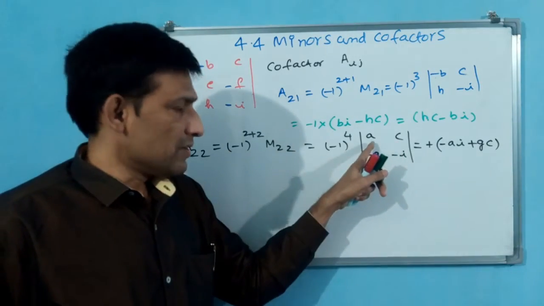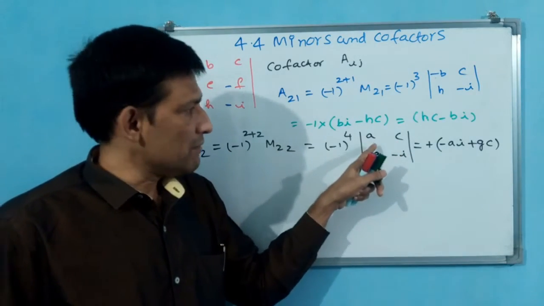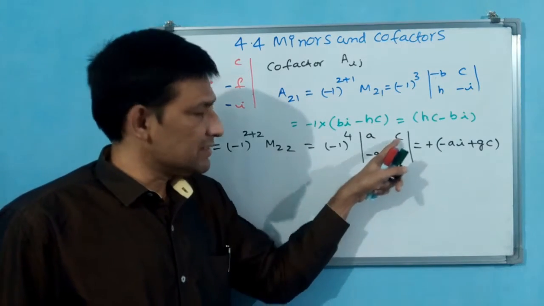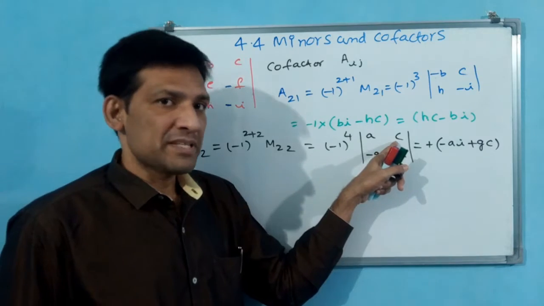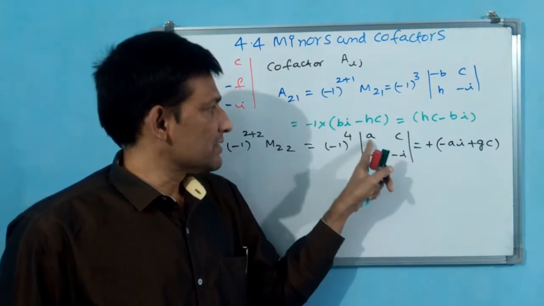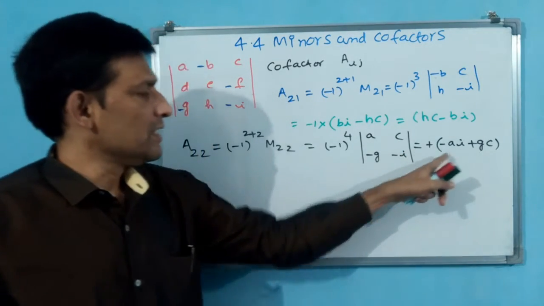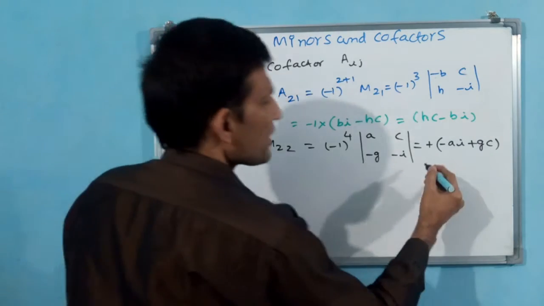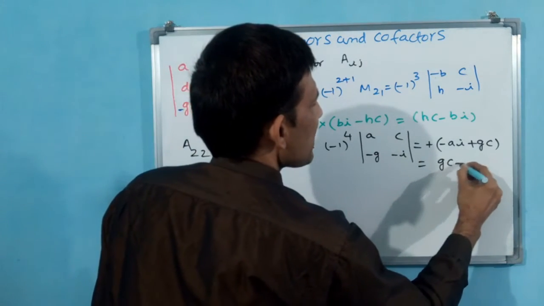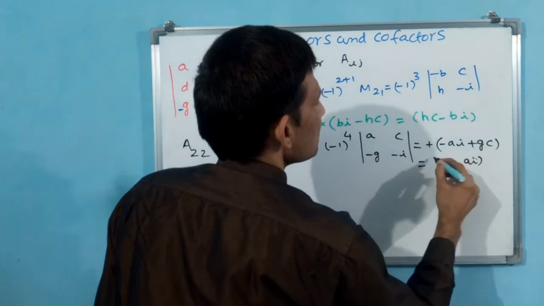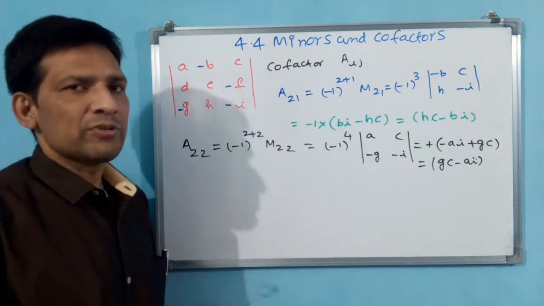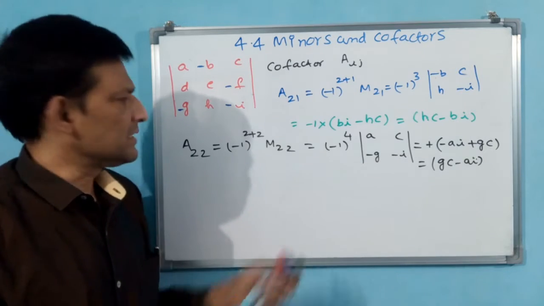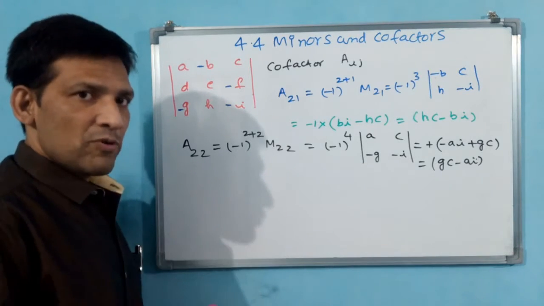Actually, AD minus BC, how to write. But while writing, one minus is there, so it becomes plus. AD minus of minus BC means plus BC. But this AD also has minus, so it comes like this. Then how can you write this one? You can write GC minus AI also. Why? Because GC is positive and AI is negative. Normally we write the positive one first. That's all.